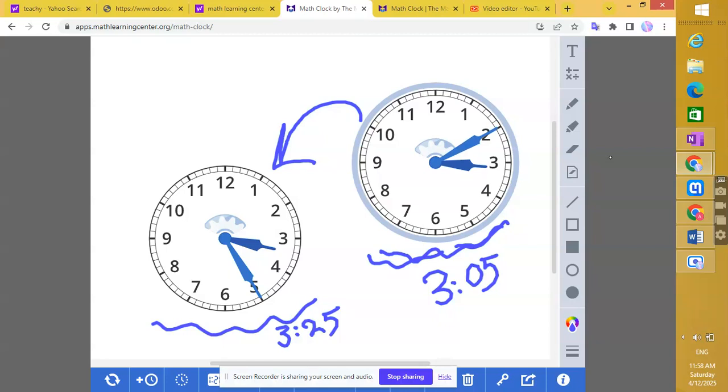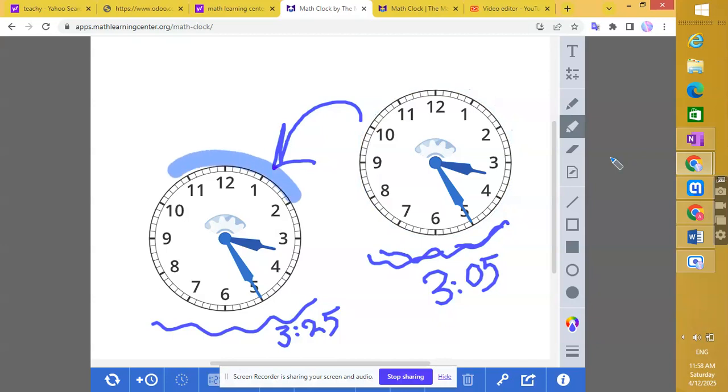5 minutes. Did I reach 3:25? Not yet. Another 5 minutes. We have 10 minutes so far. Did I reach 3:25? Not yet. Okay, another 5 minutes. We did not reach 3:25, not yet. And another 5 minutes. Okay, so in total, so far you have 25 minutes. Did you reach 3:25? Yes, we reached 3:25.